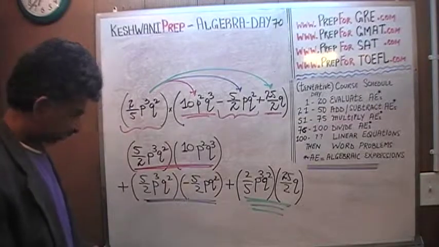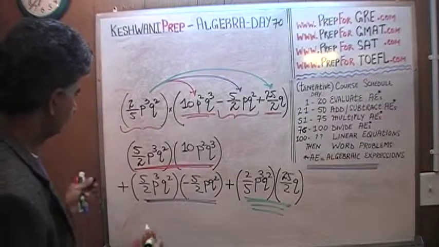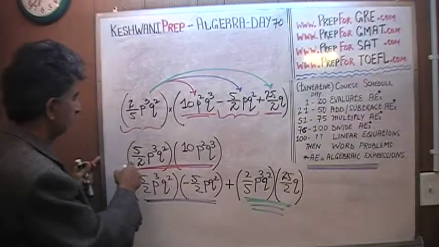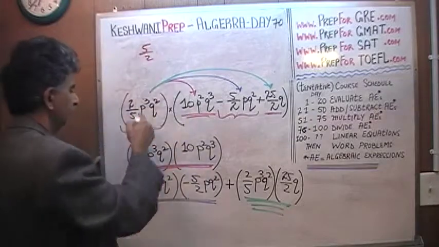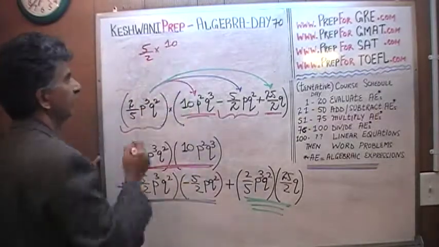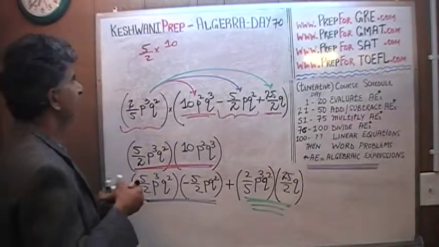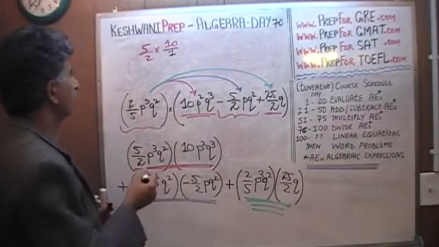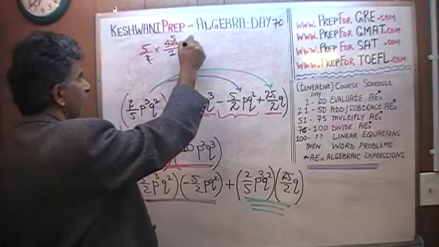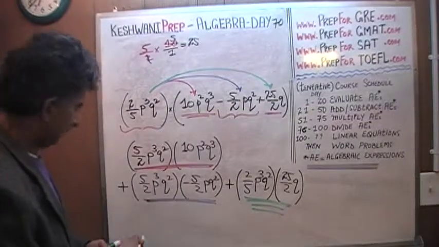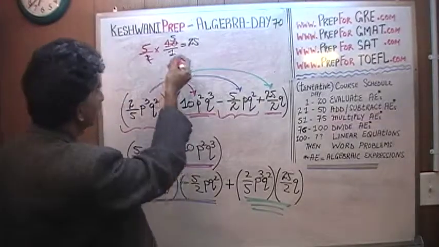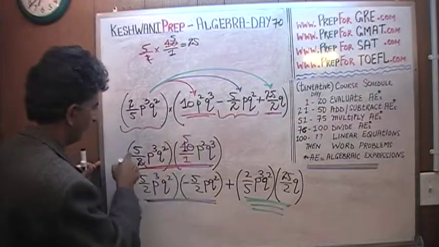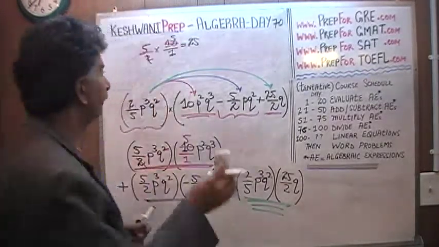So let's do it out. So here we have 5 over 2 times 10. Well, times 10 is the same as writing 10 over 1. It doesn't change anything. And then all you do is simplify it. 2 goes into 10 5 times, so it's just 25. And we can do the same thing here. This 10, we don't have to do it separately. This 10 is the same as 10 over 1. This 10 is going to cancel out with this 2 and becomes 5. So we get 5 times 5, which is 25 right there. So that's the coefficient of the first term, 25.